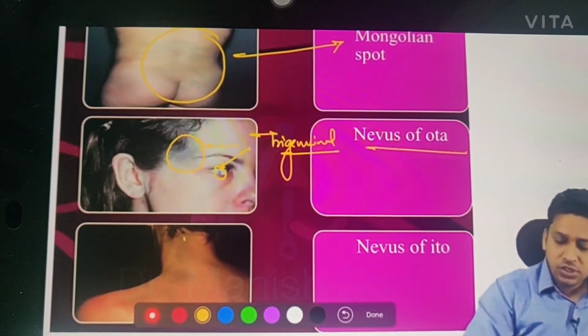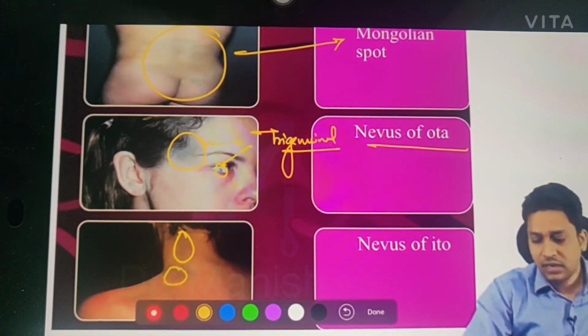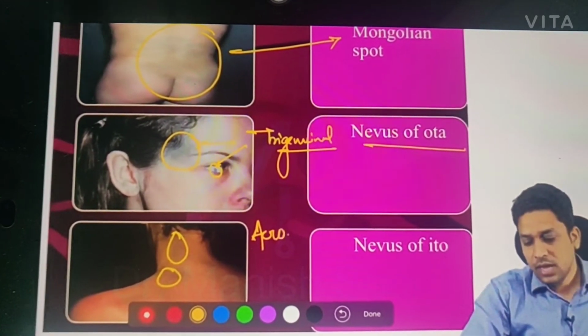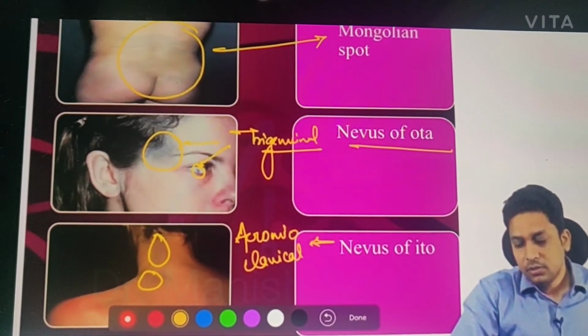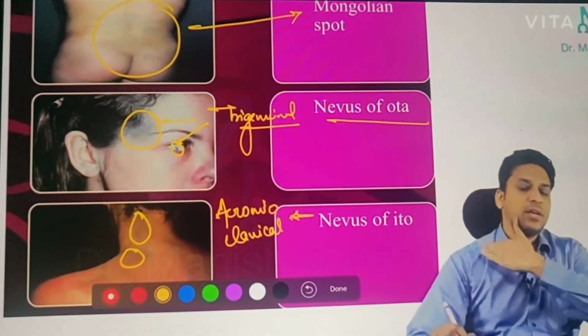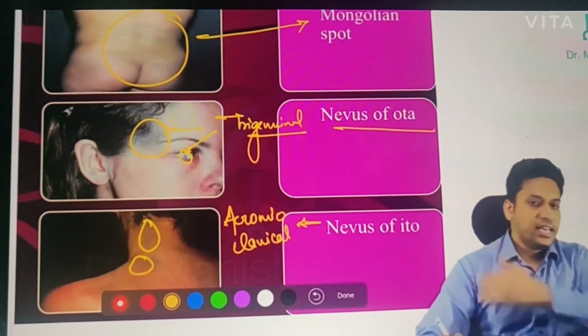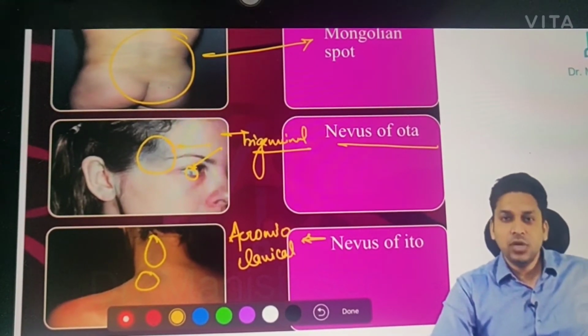And if you find bluish lesions over this side, that is neck and shoulder, so here the nerve involved is the acromioclavicular nerve. So this is acromion process and this is clavicle. So this is the site which is involved, that is supraclavicular area, shoulder, neck area. So this is nevus of Ito. So these are the lesions which present with blue colored lesions.